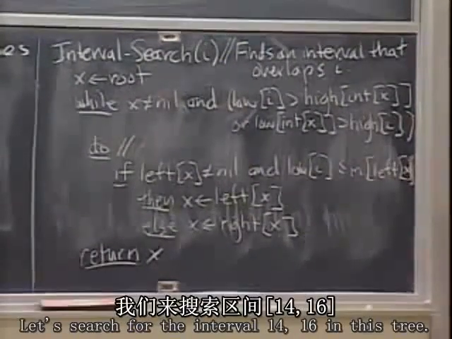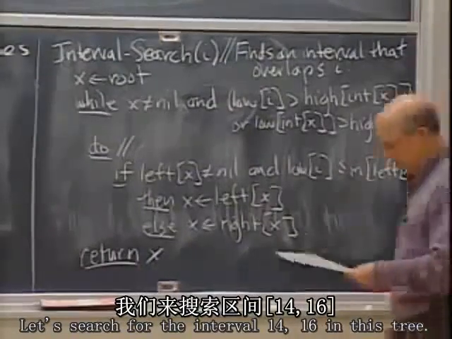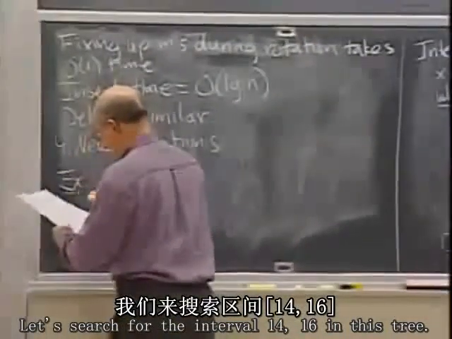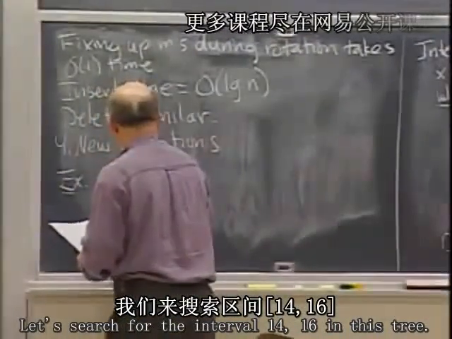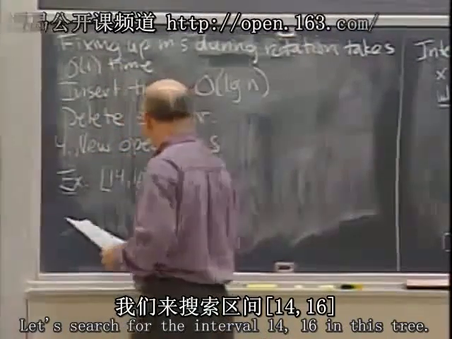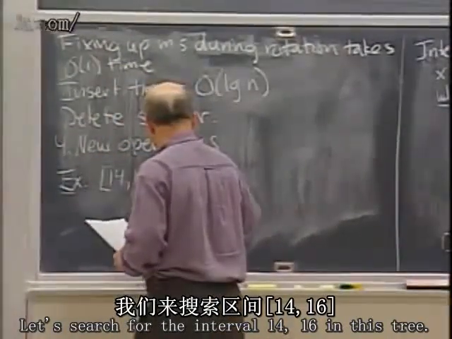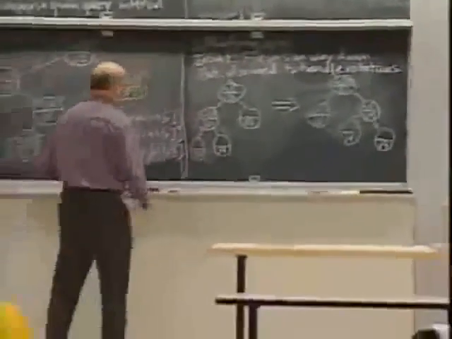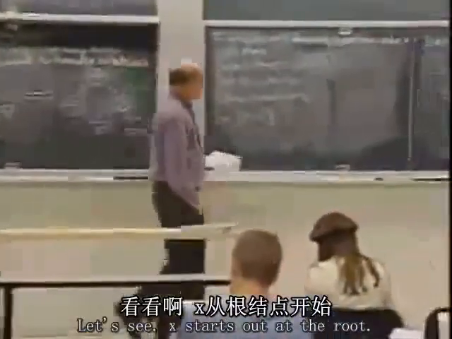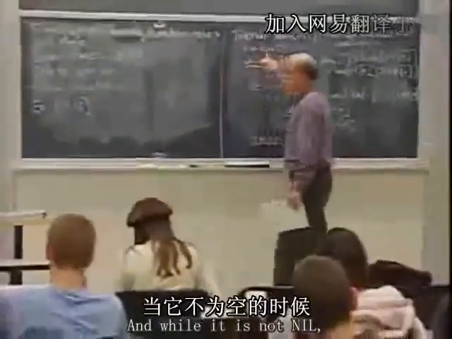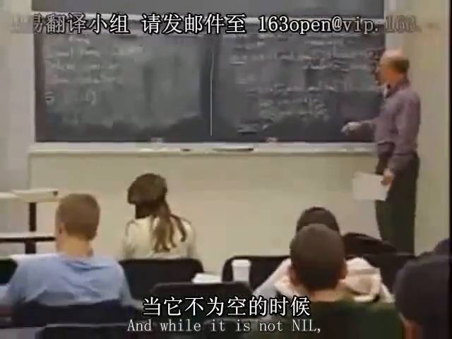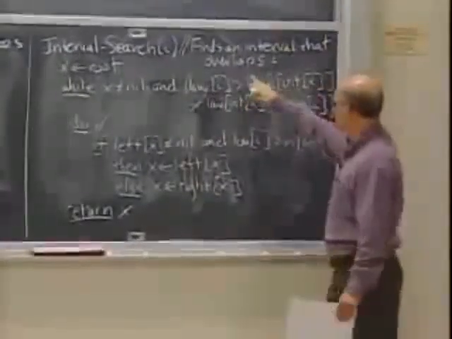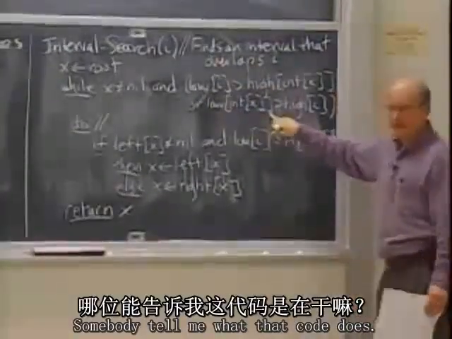So let's just see how it works. Let's search for the interval 14, 16 in this tree. So it says x starts out at the root. And now while it's not nil, well, it's not nil because it's the root. And, well, what is this doing? Somebody tell me what that code does?